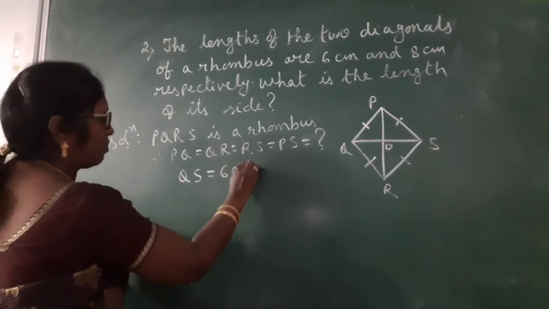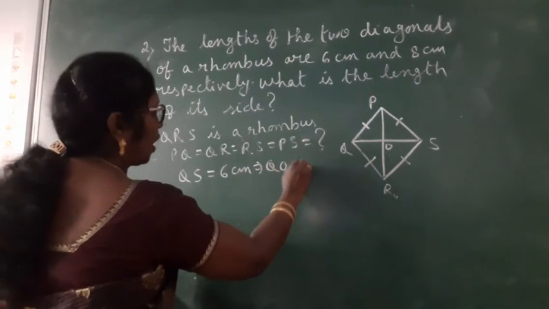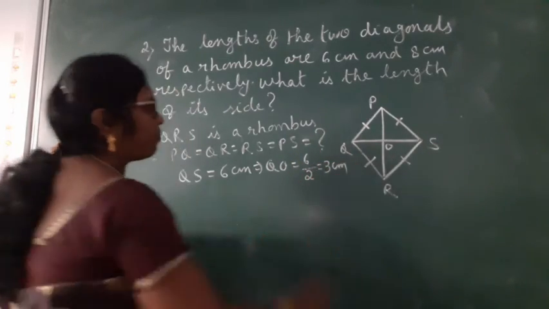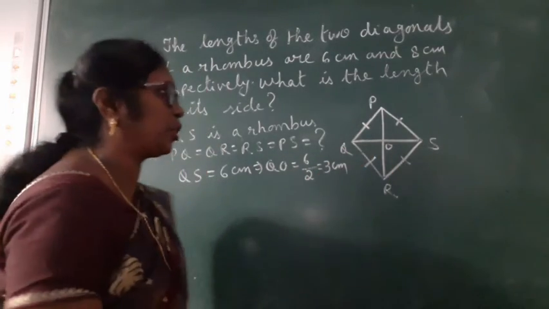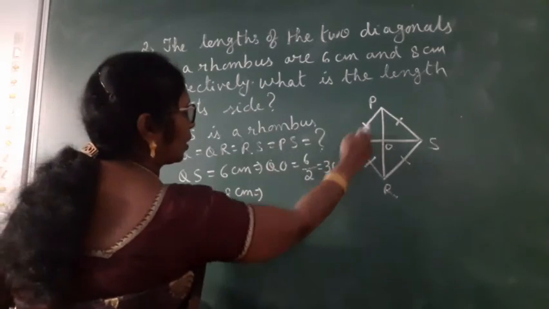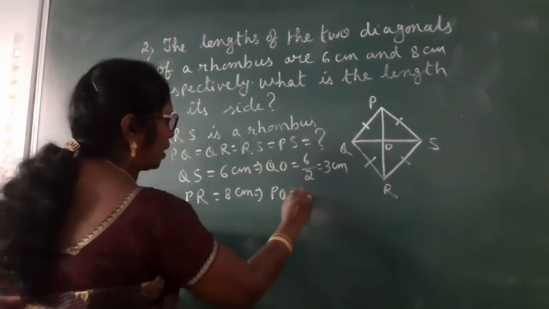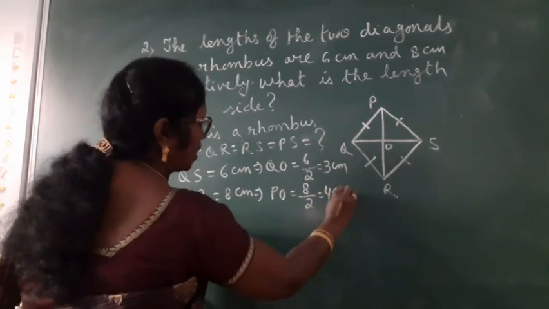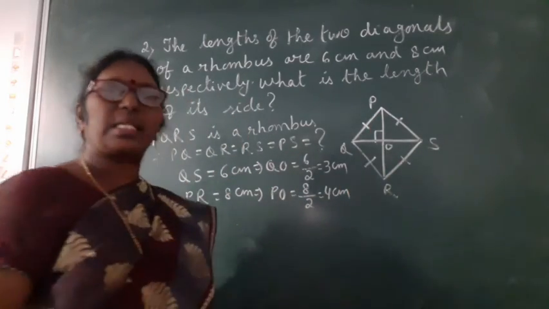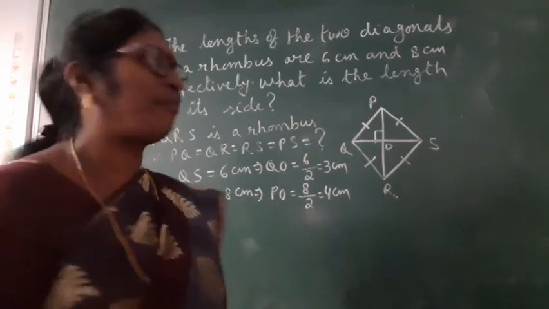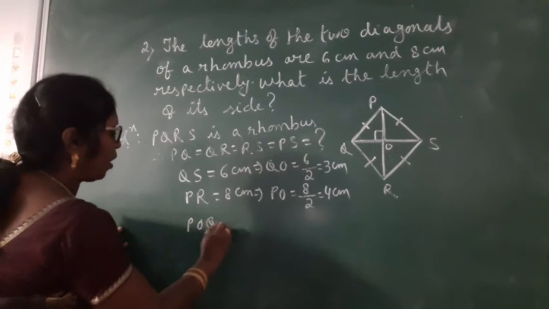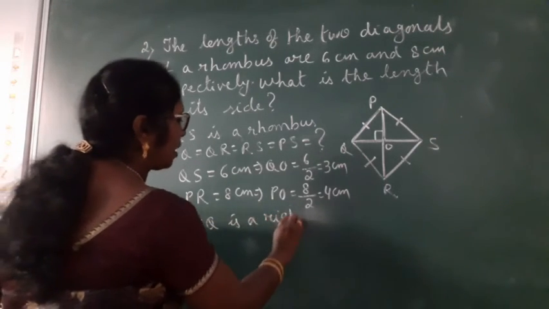QS is equal to 6 cm. That implies QO or OS will be equal to 6 by 2, that is 3 cm, because in a rhombus the diagonals bisect each other. Same way, PR is equal to 8 cm, so PO is equal to 8 by 2, that is 4 cm. And we know that in a rhombus, the diagonals bisect each other at right angles. So now POQ is a right angle triangle.